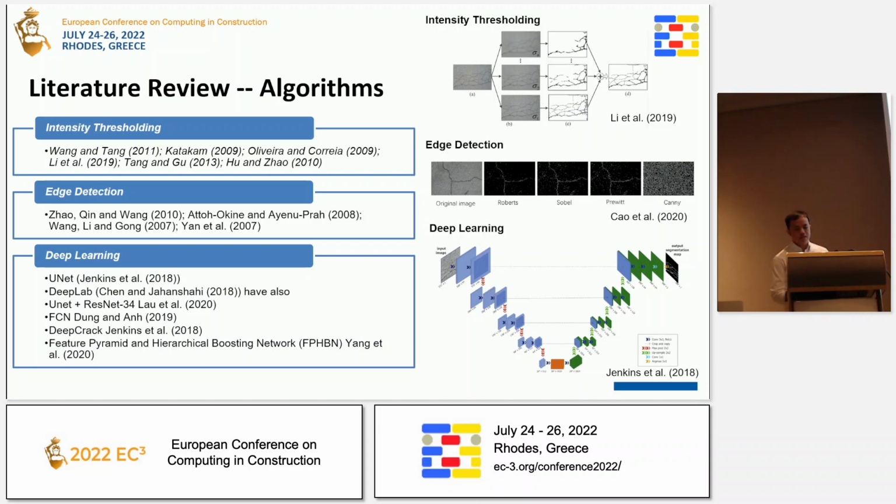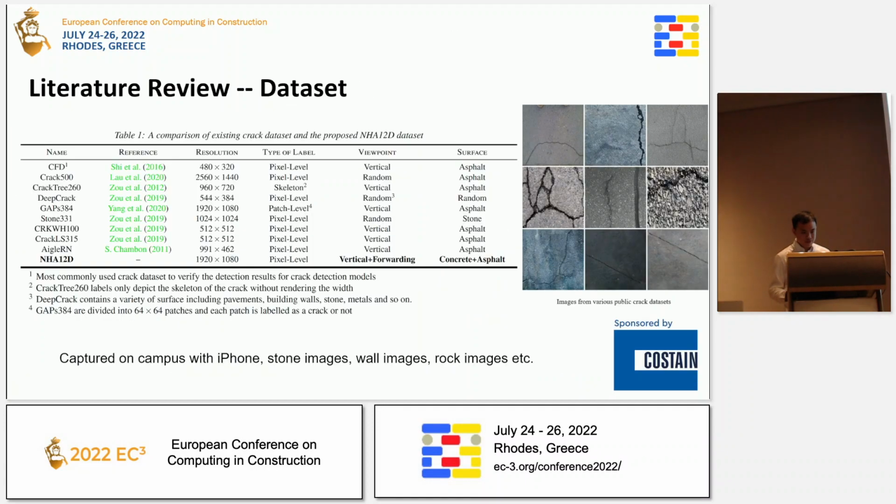Since the rise of deep learning from, say, 2012, most people in this domain are trying to use deep learning to do crack detection in an end-to-end manner. These are the list of models that were presented in the literature. So that was the algorithm perspective.